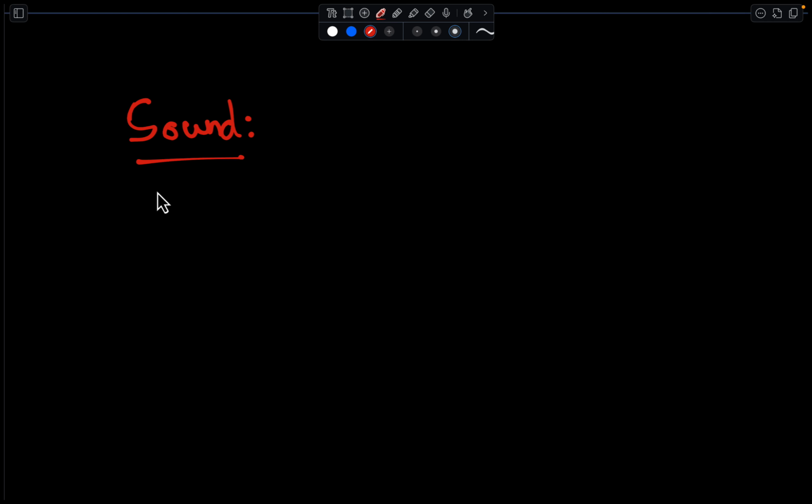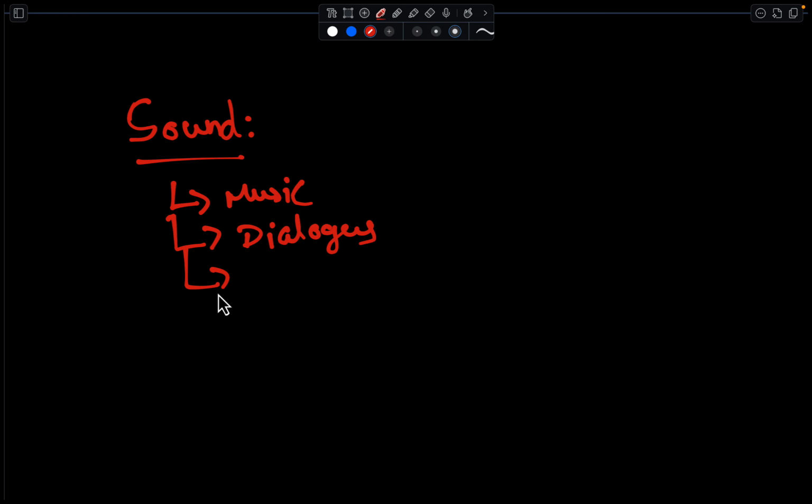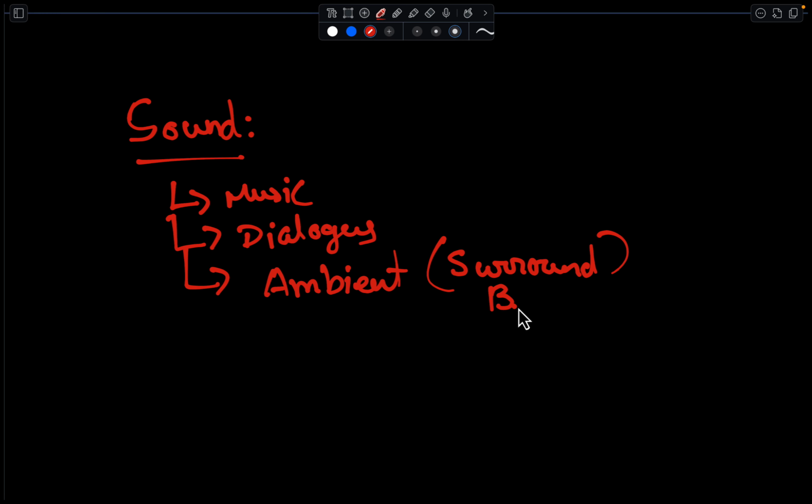Sound plays multiple roles. For example, there is music, there is dialogue, there is background music or ambient sound, right? Ambient sound gives us the surroundings. So if you are in a school, probably you will hear bells, children crying, children playing, all these sounds. So ambient sound, dialogue, music, and so many other sound effects, SFX. So what are the different sound effects?